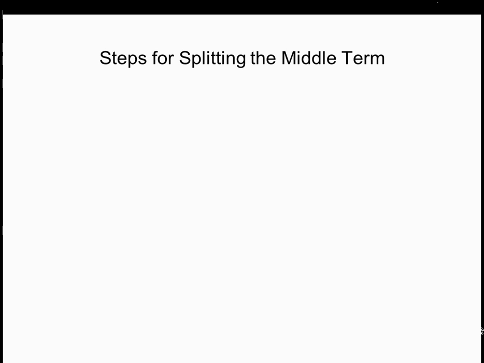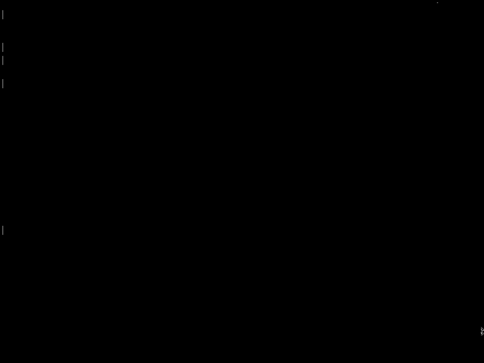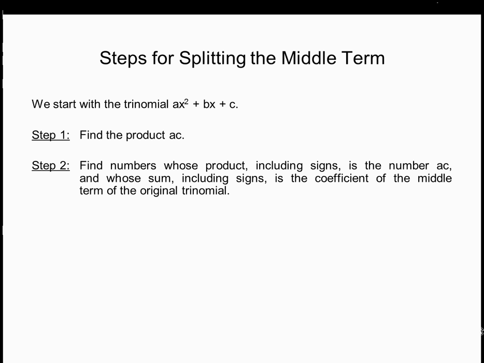So steps for splitting the middle term. Okay, we start with the trinomial ax squared plus bx plus c. So you're going to make sure it's written in correct order. Okay, step 1 is not too bad. Step 1, find the product a times c. Now be aware, this could be an incredibly large number, even if a and c are relatively small. But finding the product AC is not too difficult. Now don't lose signs.